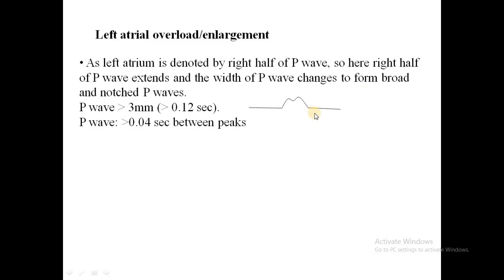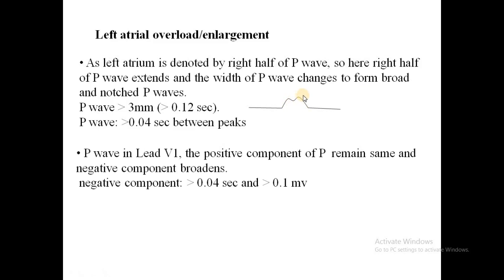So the distance between the notches will be 1 millimeter, that is 0.04 seconds. So this is the notched P wave, and here in V1 the positive component will remain the same, the negative component will expand, or you can say become broader. So it will be more than 0.04 second and more than 0.1 millivolt negatively. The width alters but the height does not alter. So you just make it like width alters but the height does not alter.